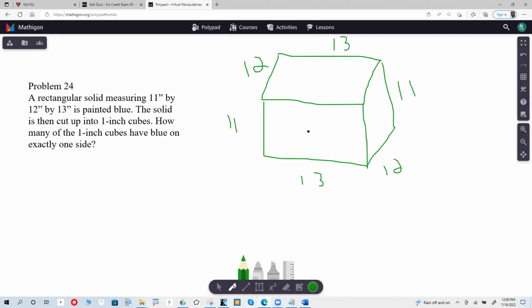In the middle, how many of the cubes will have one blue face? Just one. They're going to be always in the middle of each face, not the edges. So you have to subtract the edges. I'm going to write it nicely. In the middle, I'll have 11 times, 13 minus 2 is 11, and 11 minus 2 is 9, okay? And that's going to be 99. Let's make it a little bigger.